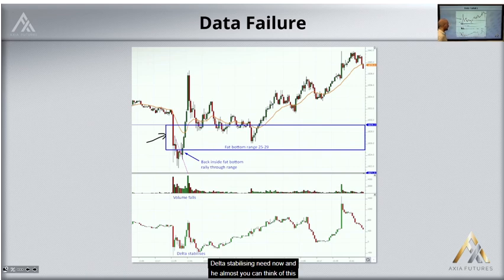Delta's stabilizing. Need now, and almost you can think of this like an elastic band trade, that you need it to stick down here now. You need it to start to build more volume down here, steady up, take some time, put some volume down here.